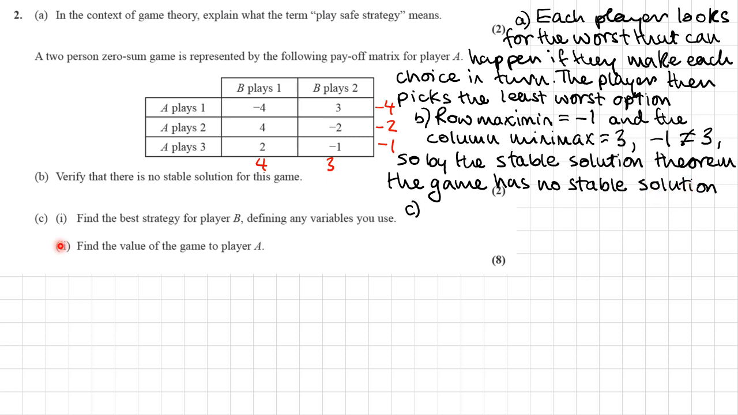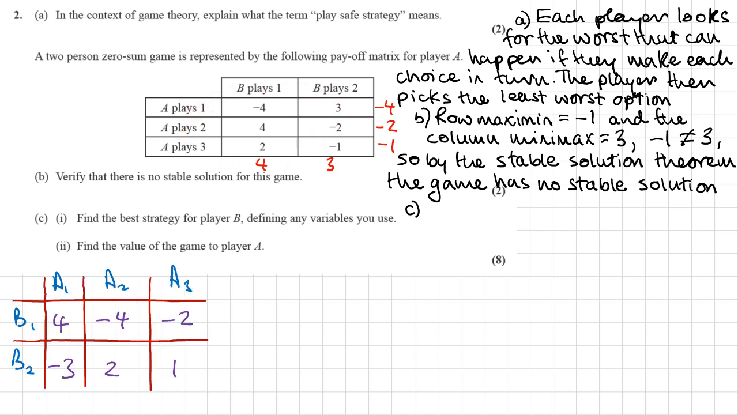Part C, and part 1 of part C, find the best strategy for player B, defining any variables you use. And then once we've done that, we're going to find the value of the game to player A. So the first thing we're going to do is, because we want to find a best strategy for player B, we're going to rewrite this payoff matrix from player B's perspective. So here's the new or transposed payoff matrix from B's perspective.